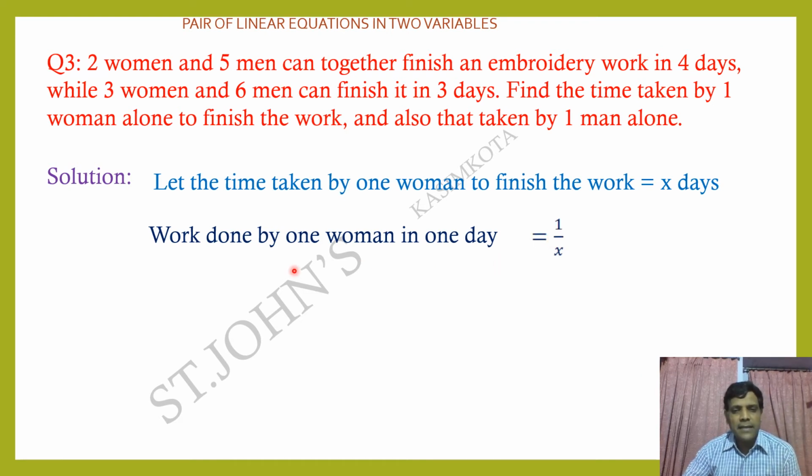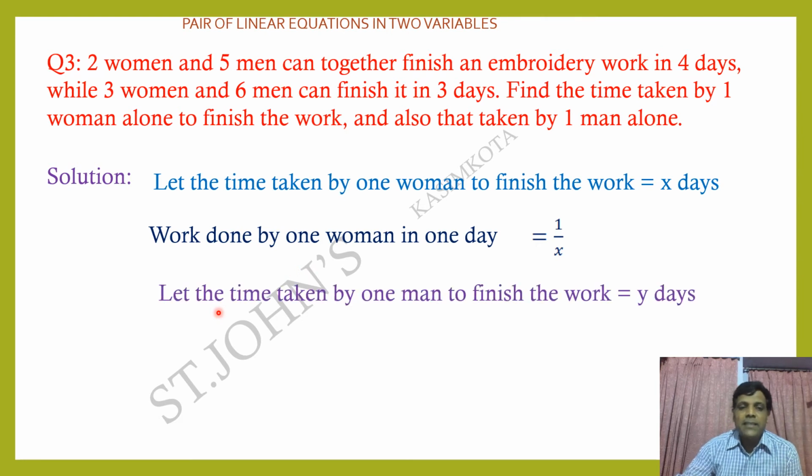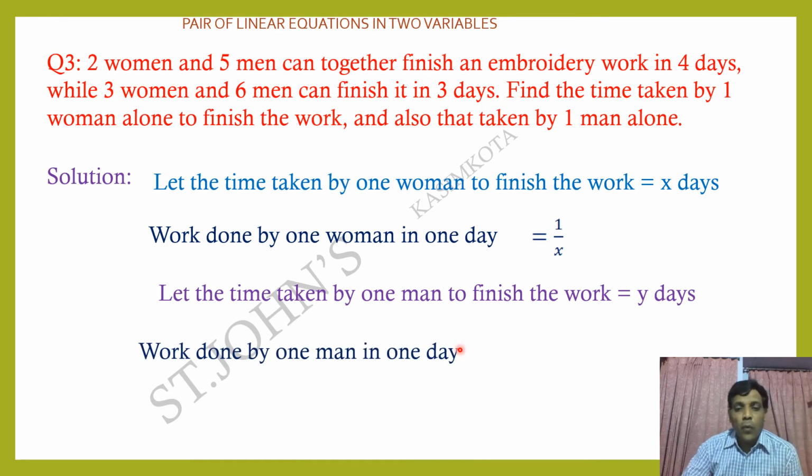Same for men. Let the time taken by one man to finish the work be Y days. A man can complete the work in Y days. Y represents anything, 10 days, 20 days, but 1 day's work is 1 by Y. Work done by one man in 1 day is 1 by Y. Are you clear? Now, 2 women and 5 men can together finish the work in 4 days.